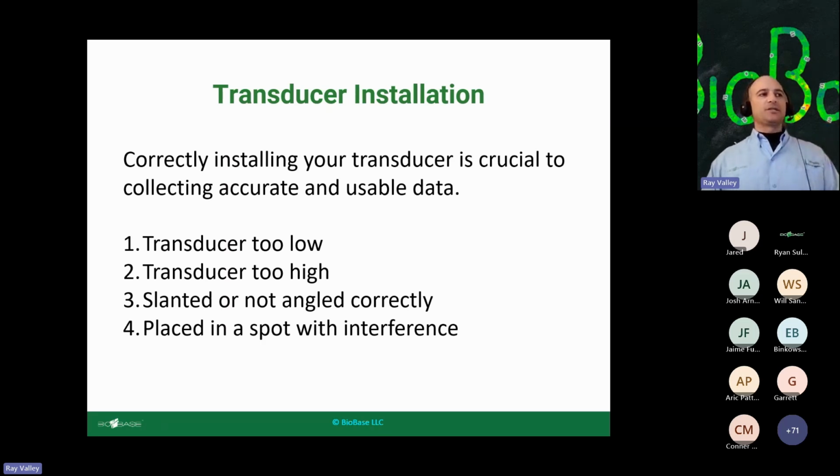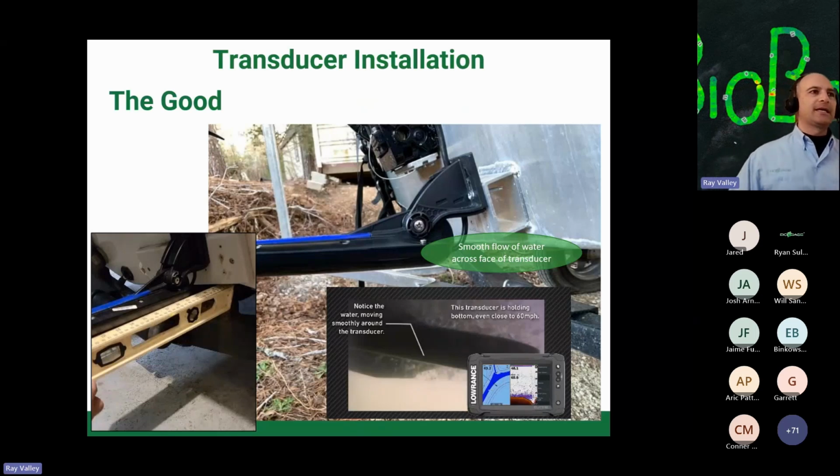One of the things that you want to pay attention to with the transducer is if the transducer is too low, too high, slanted, or not angled correctly, or if it's placed in a spot with interference. If that's the case, then you might get some poor outputs. What does this look like?